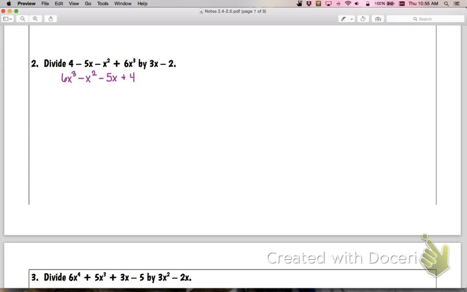So that's what we are going to divide. That is our dividend. And then our divisor is going to be 3x minus 2. So to set this up, we have 3x minus 2, and that is going to go into all of this: 6x cubed minus x squared minus 5x plus 4. So this is a little bit longer than the first example.